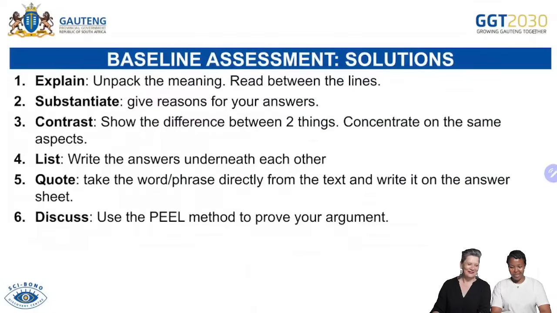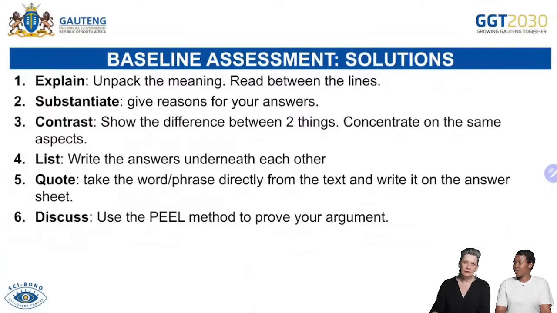There we go. Word number 1 was explain. When the question says to you, explain, what exactly are you expected to do, grade 12s? 1, you need to unpack the meaning of the word. Read between the lines when you're looking at this and that. What then is the meaning? Secondly, you need to substantiate. By substantiate, it means give a reason for your answer. So you don't just explain. Remember, explain, you unpack the meaning, but substantiate, now you begin to provide a reason: because of this, this is as a result of, right?